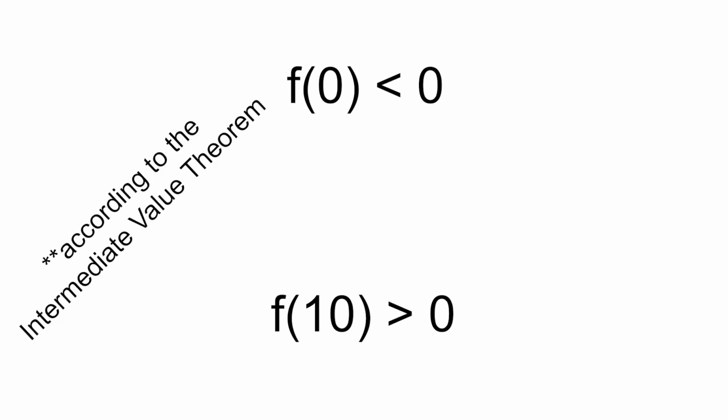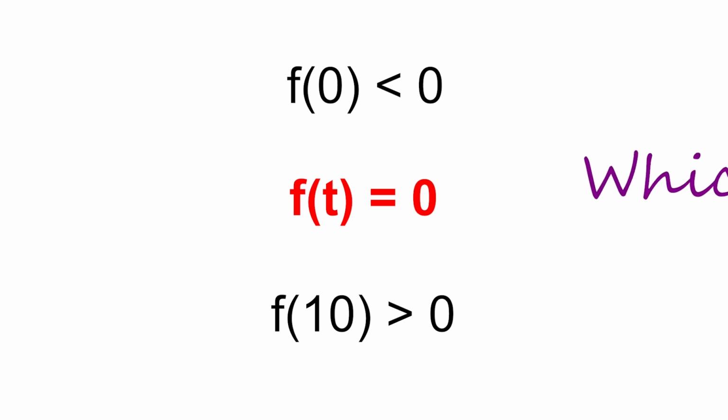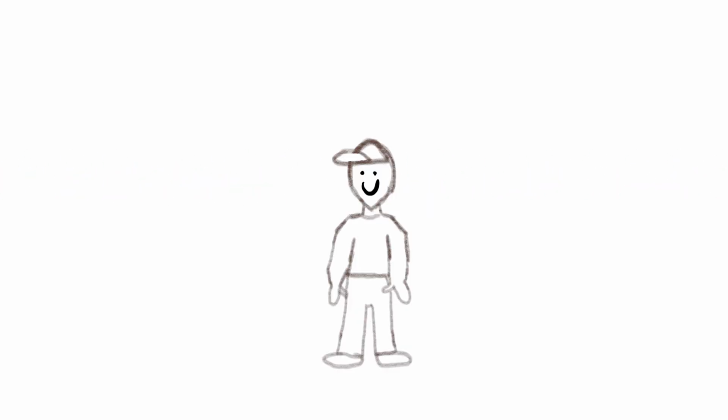So now we know that f of 0 is negative, and f of 10 is positive, which means that there's some value of t in the middle that equals 0, which means that we proved that this guy was right.